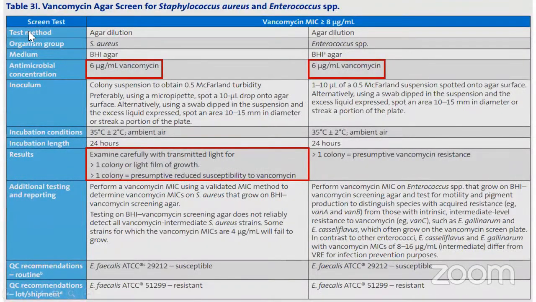So coming to table number 3I, that is the vancomycin screen agar for Staphylococcus. Again, this is 6 microgram per ml of vancomycin, and for this we have to prepare an inoculum of 0.5 McFarland turbidity standard, and using a micropipette do a spot inoculation of a 10 microliter drop onto the agar surface, and then incubate at 35 degrees for 24 hours. If there's growth, then there's probably vancomycin resistance, so we have to confirm. We just don't blindly report it as vancomycin intermediate Staph aureus or vancomycin resistant. We have to first confirm it.